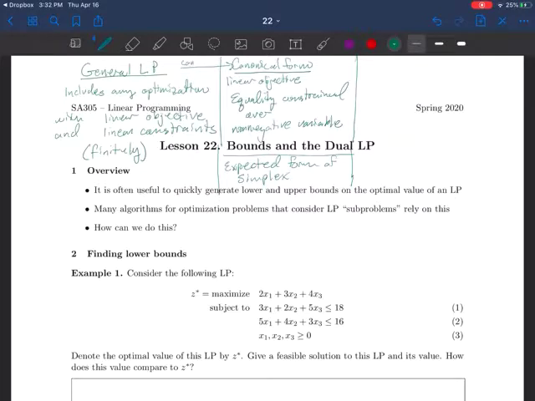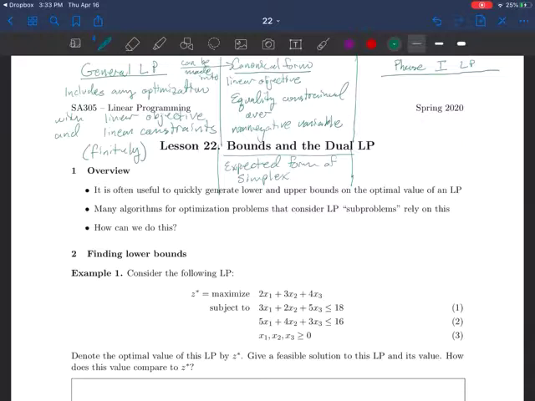And I should also note that every general LP can be transformed into a canonical form. So when we talk about canonical form, it is a restrictive form in the sense of what it looks like, but every general form LP can be turned into a canonical form.